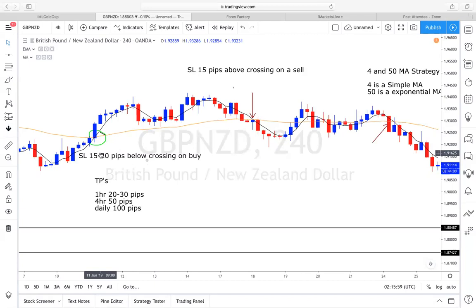Now, hold on. No, only the 4. The 4 has to cross the 50. The 4 is the one that does all the crossing. If the 4 crossed the 50 on the way down, you see how it crossed here on the way up? Now it crossed it over here on the way down, the 4. You see the black line? It crosses the 50 on the way down. What are we going to do there? We're going to sell it right away.